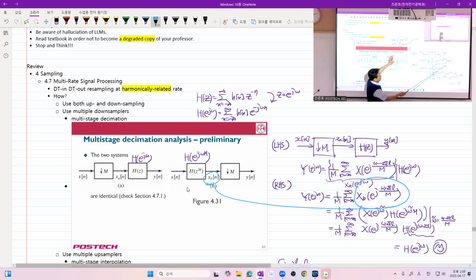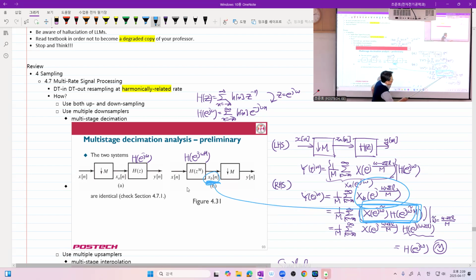And when you fold, you have to make the period an integer multiple of 2 pi, and you have to scale by multiplying 1 over M. So the same thing happens here and there. Now x_b of n has this DTFT, right? I just used omega tilde for convenience. And here x_b of e to the j omega tilde, with omega tilde replaced by omega minus 2 pi L divided by M.